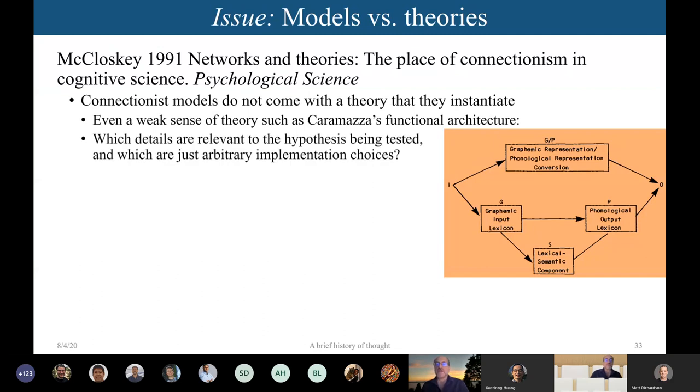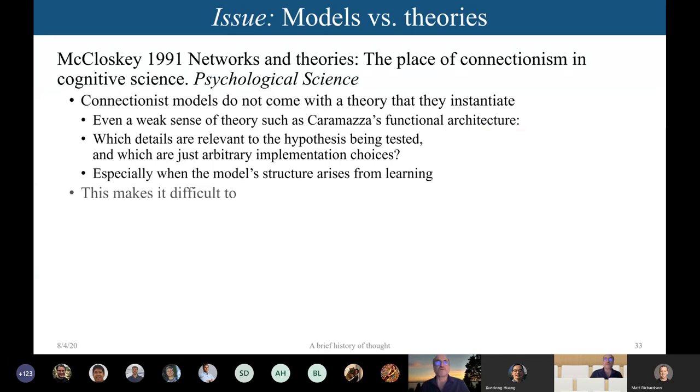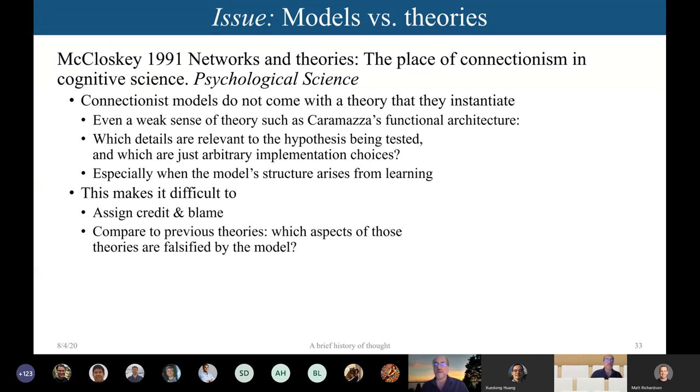This is especially difficult when the model structure arises from learning. All of this makes it difficult to assign credit and blame for what parts of the model are responsible for its successes and what for its failures, and makes it very difficult to compare to previous theories, which aspects of those theories are falsified by this model.